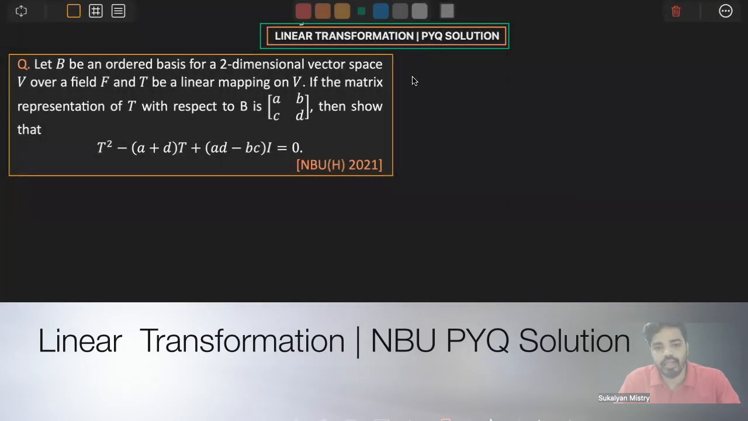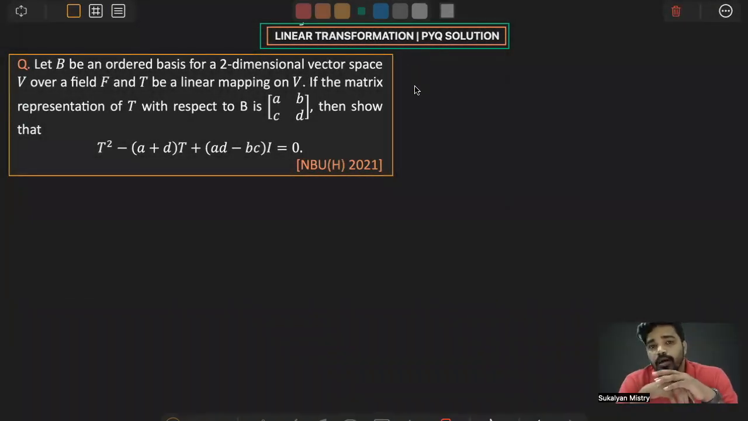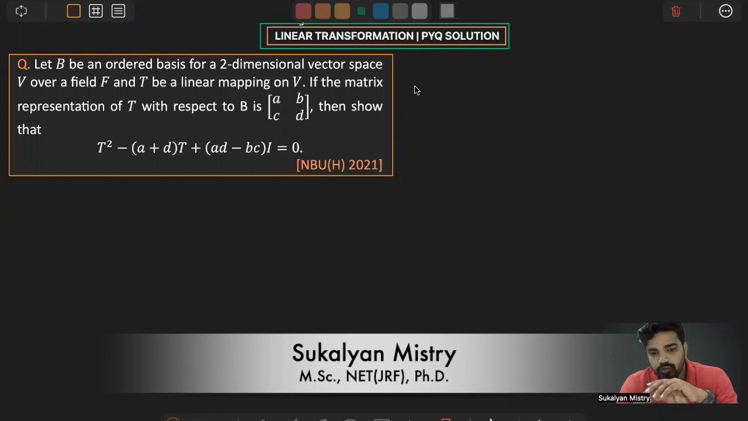Today I will discuss an important example on the topic linear transformation. This question asks in North Bengal University 2021. What is the given problem?